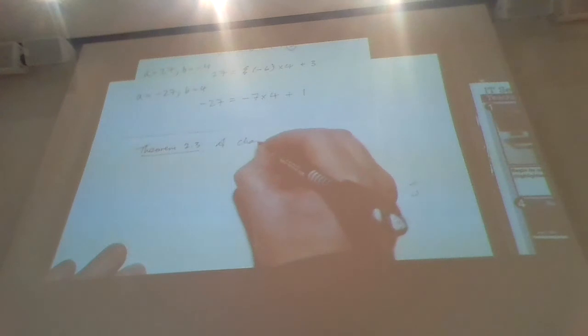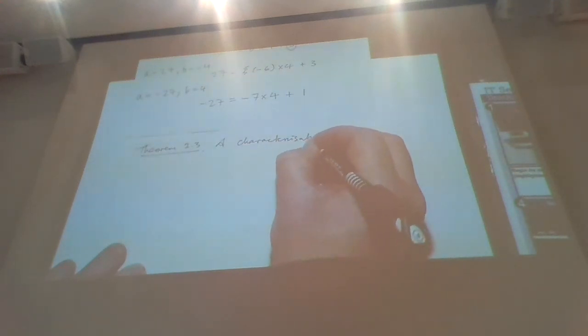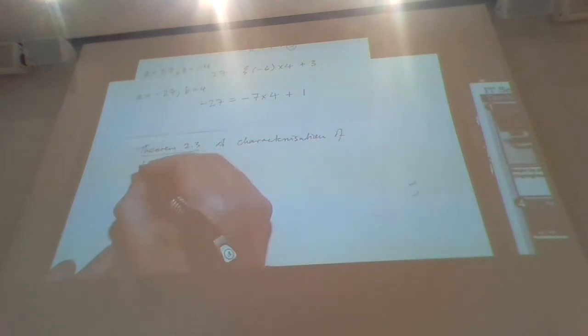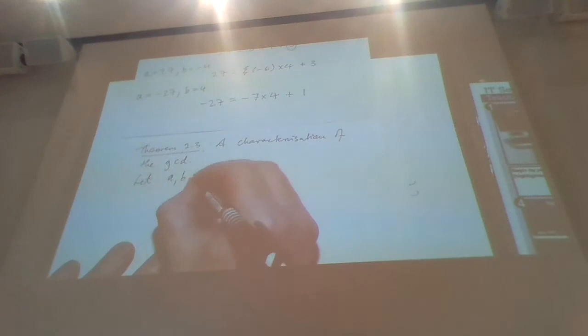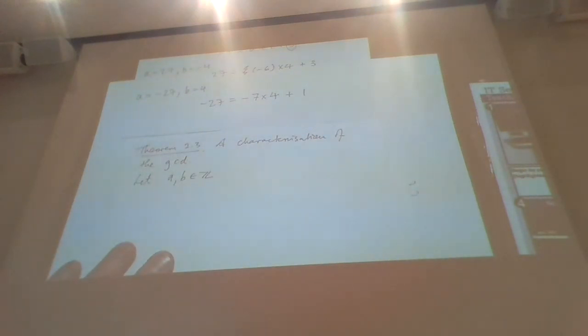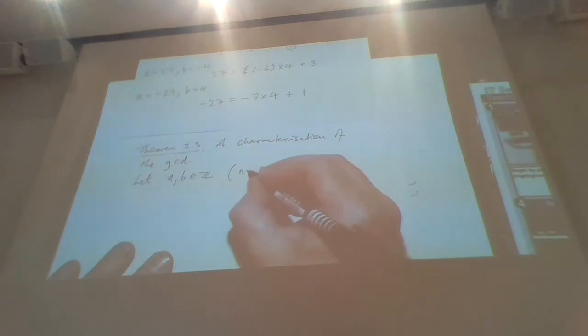And this is a description of, or a property of, the greatest common divisor. Or as it's termed here, a characterization of the GCD. A particular and very appropriate and very useful way to describe the GCD of a given pair of numbers. Okay? So what's the statement? We've got: let A and B be integers, not both 0.